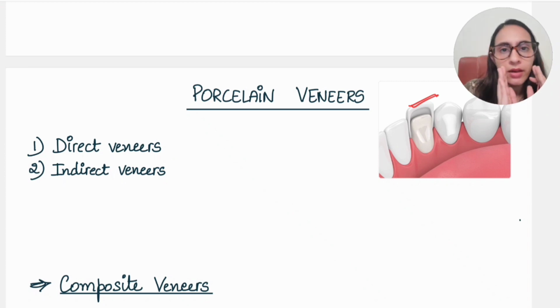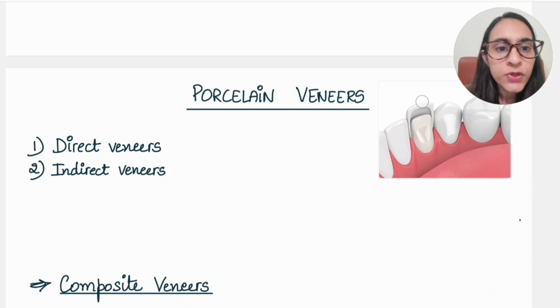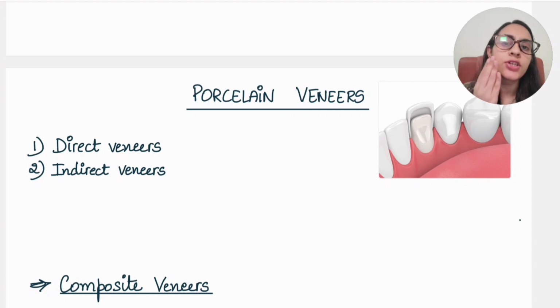You can see this is the lingual area. You can see the lingual aspect, and from there you can appreciate that it is only encircling the facial surface. So these veneers cover only the facial surface. It is a cap that covers only the facial surface. So for aesthetics, we use this porcelain veneer.